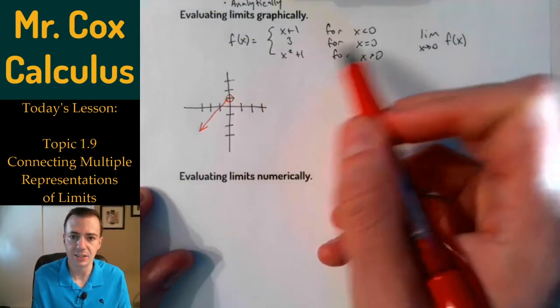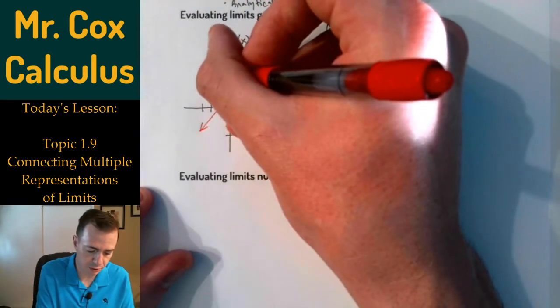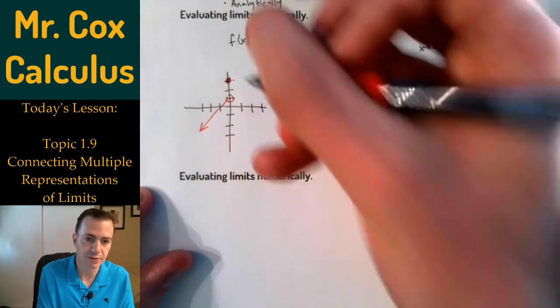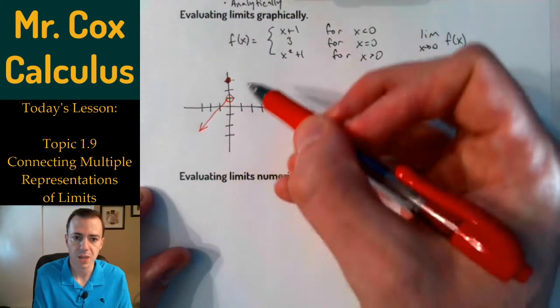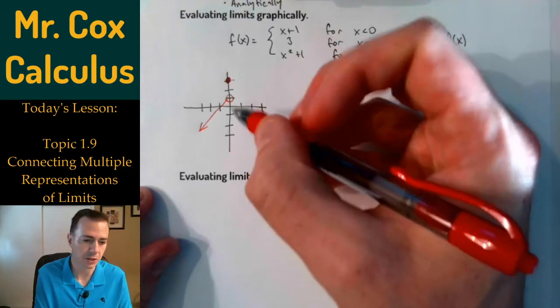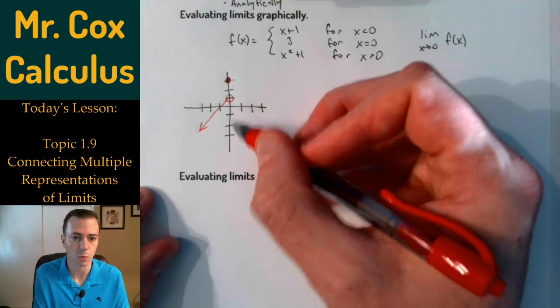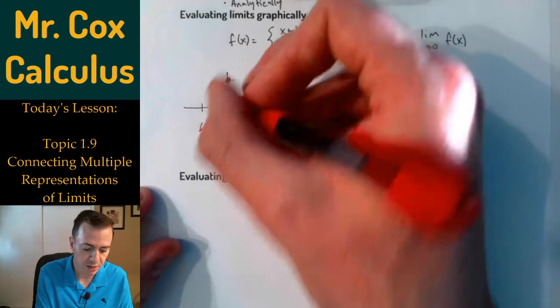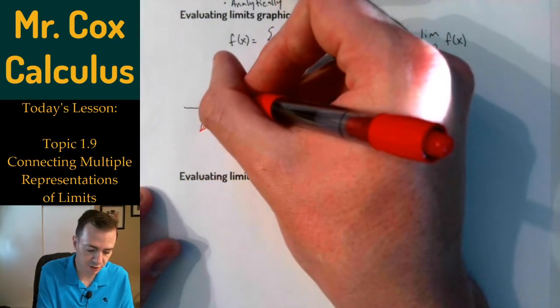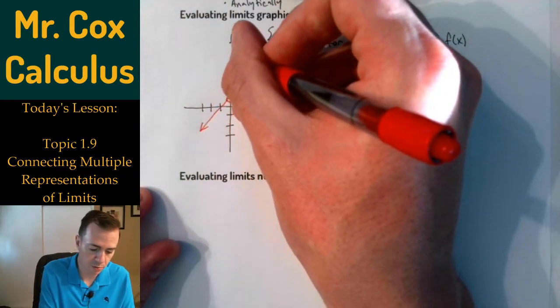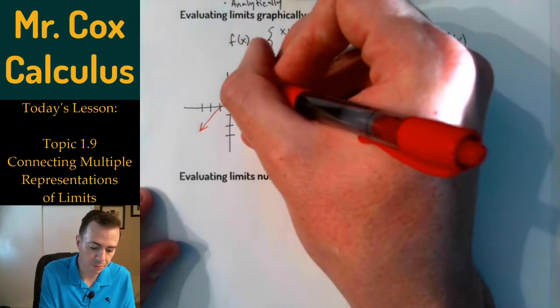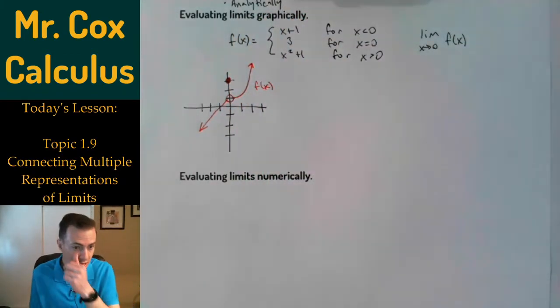Now then, at 0, my function is equal to 3. So I have this point right here. And then the function behaves like x squared plus 1, which is the parent function for quadratics shifted up 1 unit. So I actually have this open point right here, but then I start behaving like a parabola, and there's a graph of that function f of x.